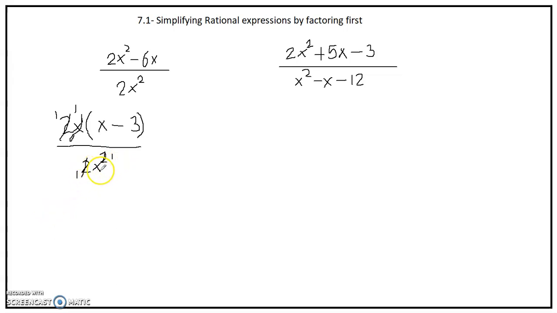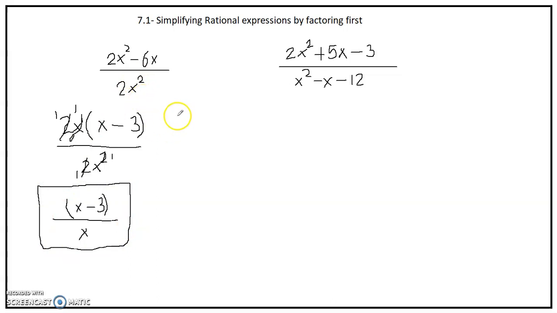In this step, be careful not to miss out on the x. We still have this x at the bottom. So on the top, we just have 1 times x minus 3. So x minus 3. On the bottom, we just have x. This would be the simplest form for this expression. All right, moving on to the second example.